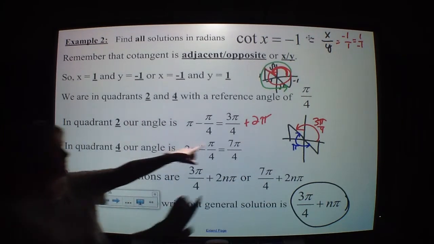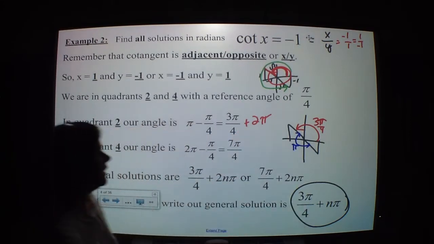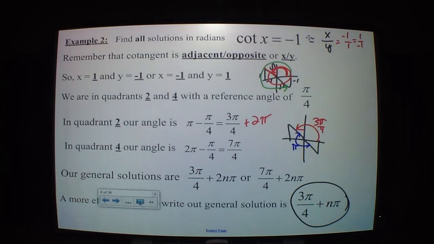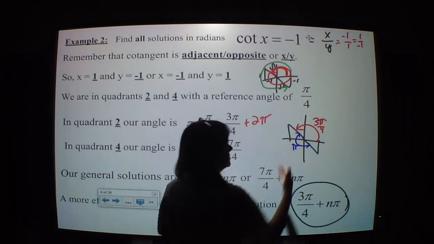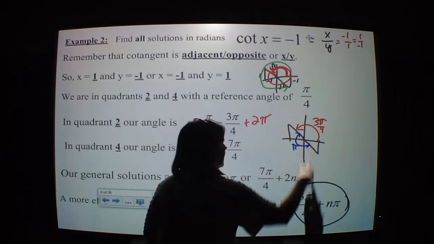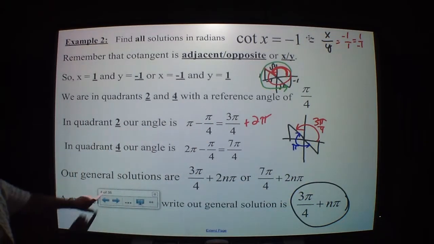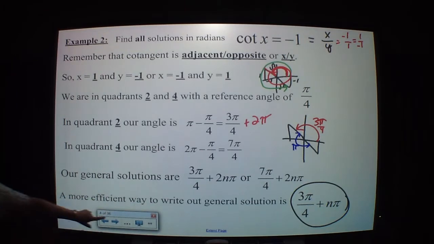If they're right across from each other like that, you can write them like this. If they weren't, let's say I had sine, for example. Sine is positive in these two quadrants, so if I had them in these two quadrants, they wouldn't be 180 degrees apart, or pi radians apart, so I'd have to write it as two different equations. But in this one, since this makes a straight line, I can write it as one general solution. That's a more efficient way to write it.